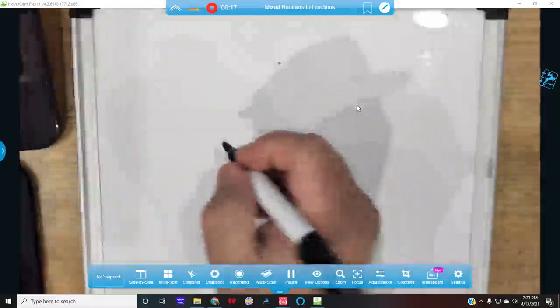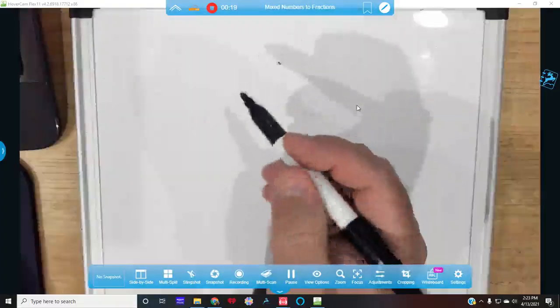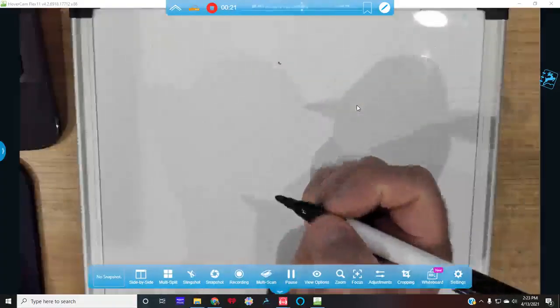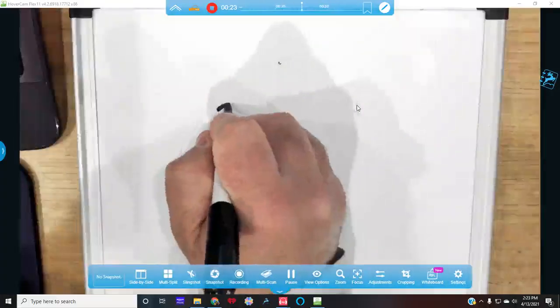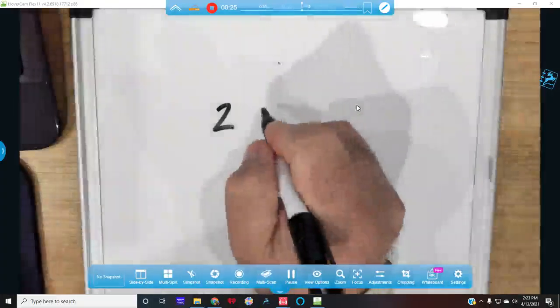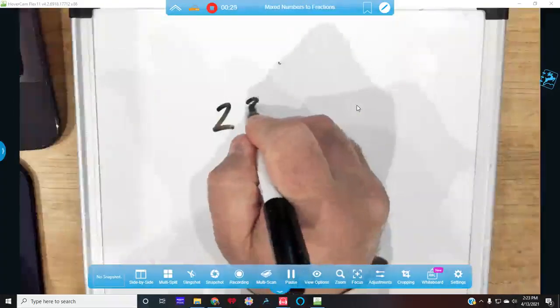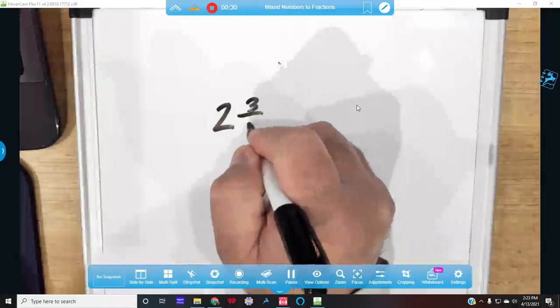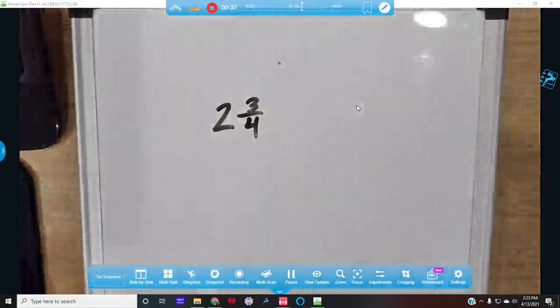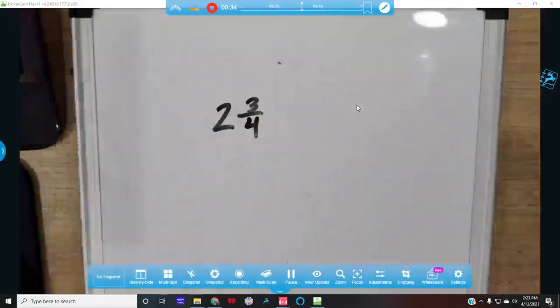Okay, so I went through and I looked at your paper and I'm a little confused, but let's just try to do a couple of them. Okay, so if you have a mixed number, it means we have a whole number and we have a fraction. 2 3/4. Okay, I want to make an improper fraction.